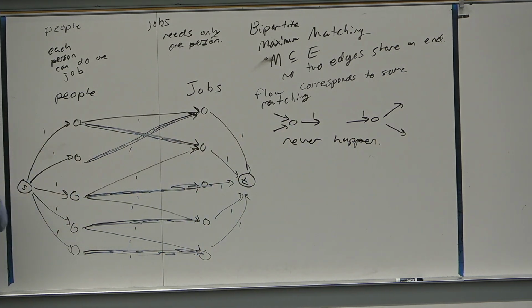Now, let's think about this for a second. Why is it a maximum matching? What does maximum matching mean? The number of edges, right? The most. We want the most number of edges that are also not touching each other endpoint-wise.